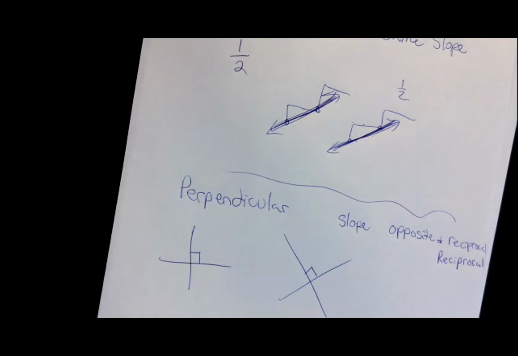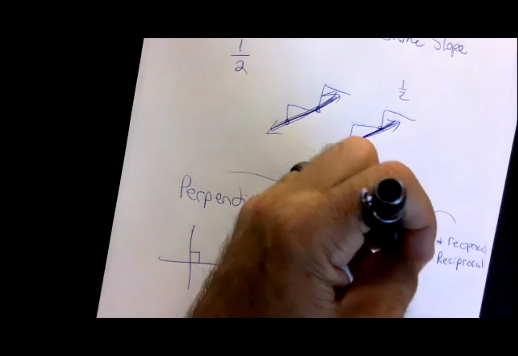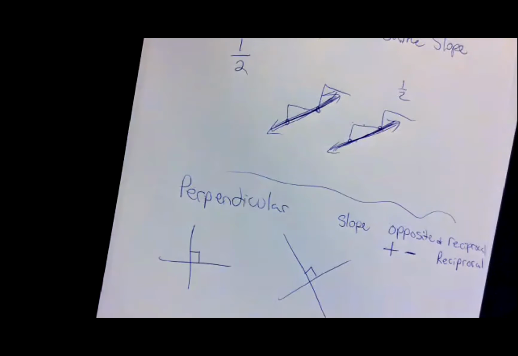Okay. Both of these things are going to happen. Opposite simply means the sign is going to change. One is going to be positive, one is going to be negative. And the quick and dirty way to say reciprocal is they're going to flip.